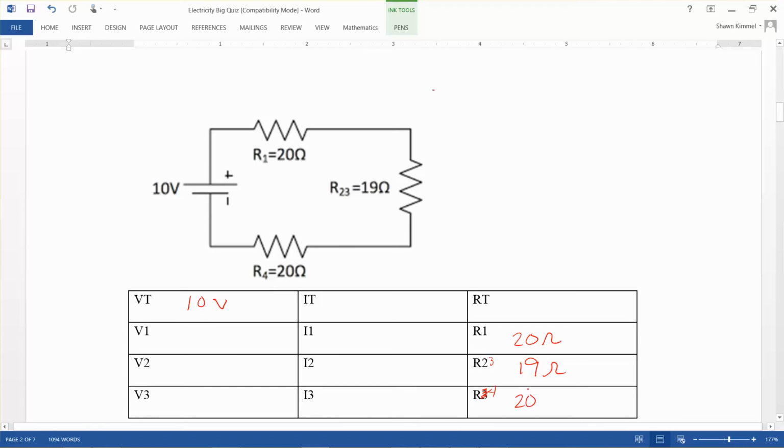Resistor 4 is 20 ohms. The second step is to find RT, and that gives me a total resistance of 59 ohms. The third step is to find IT, and to do that we're going to use VT equals IT times RT, and we get 10 equals IT times 59. And IT turns out to be 0.17 amps when I round it.